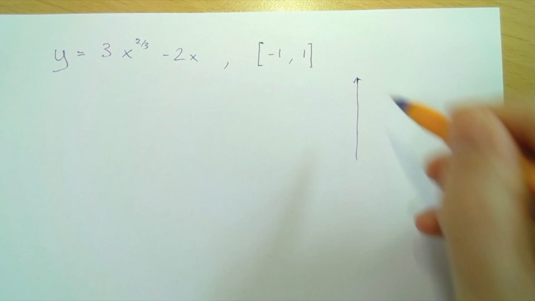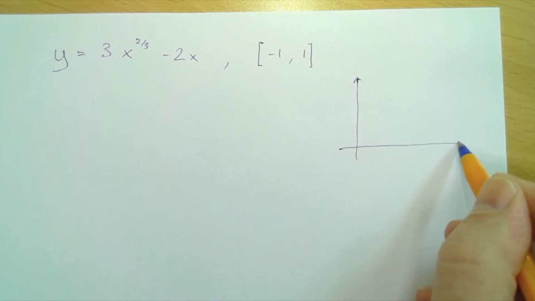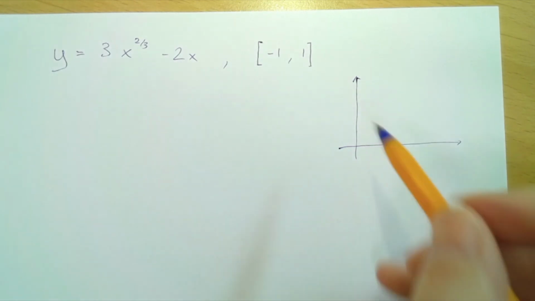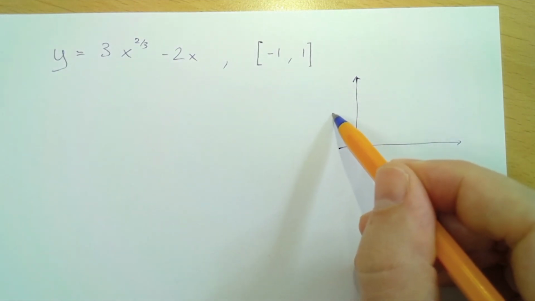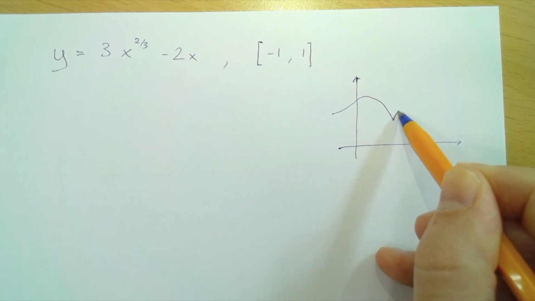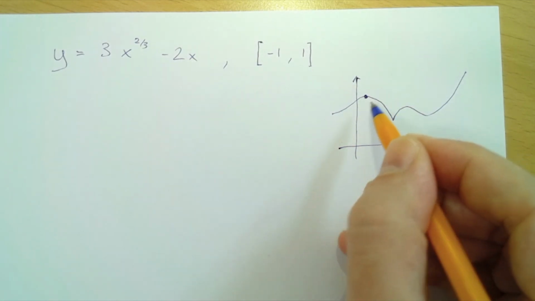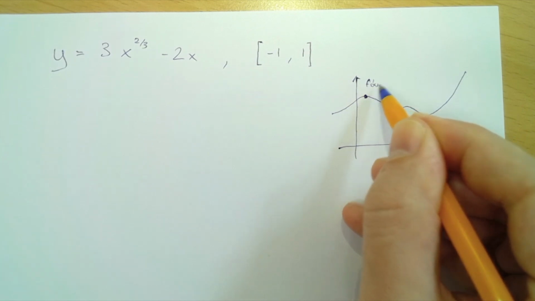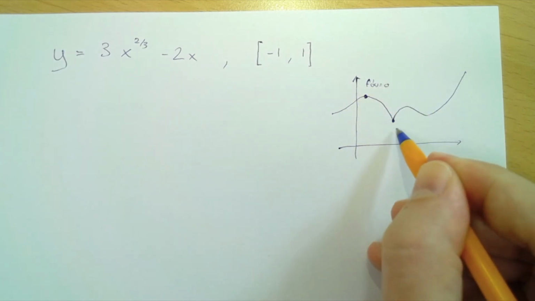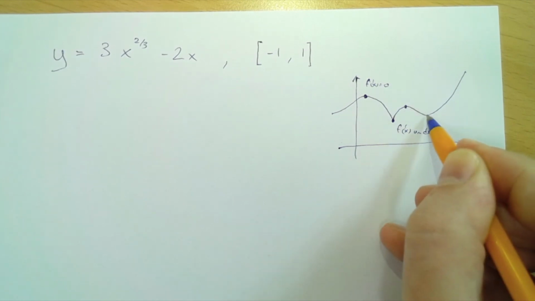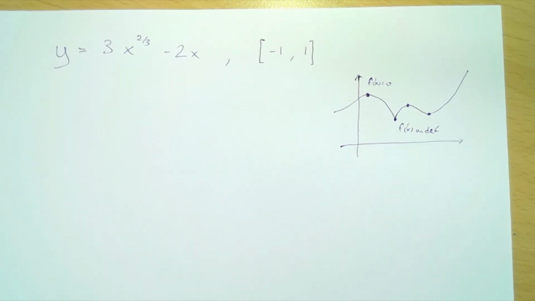Typically, if a function was defined for all real numbers, the place where you would have relative max and relative min would be where we have critical numbers. Here is a max because f prime of x equals 0. Here is a min because f prime of x is undefined. Here's another max, here's another min, and that's it.